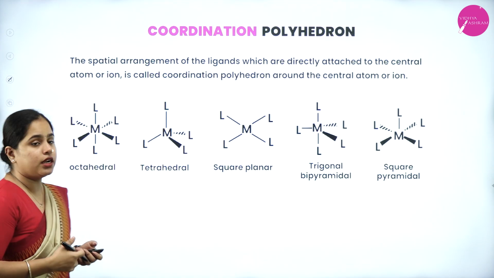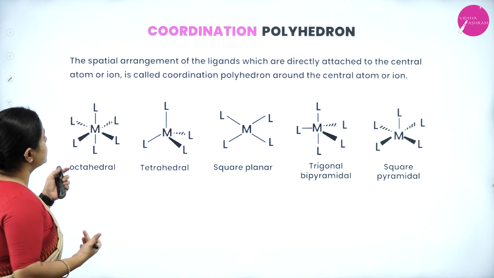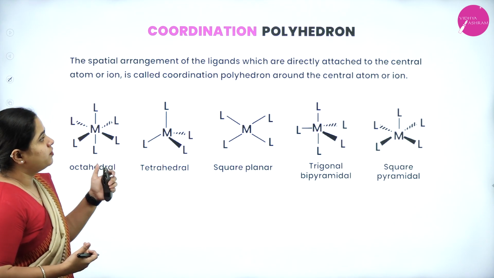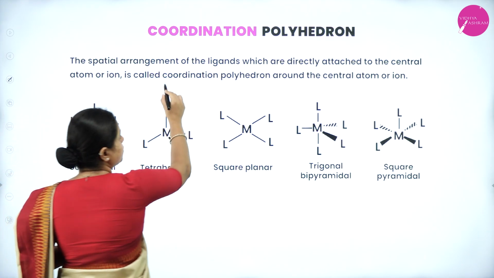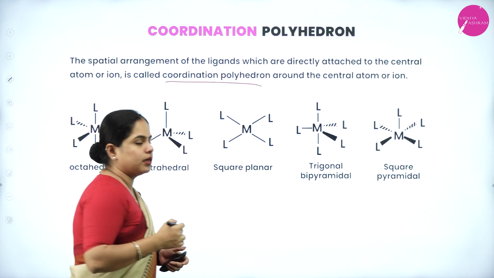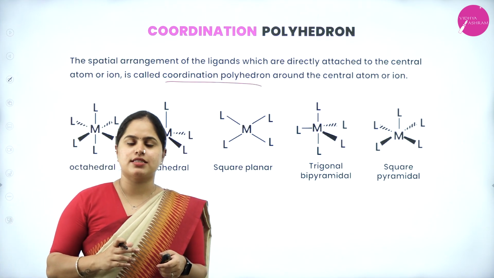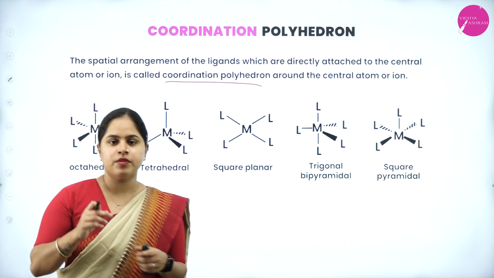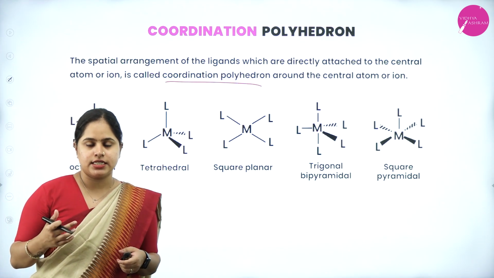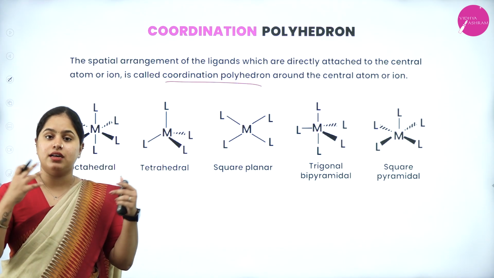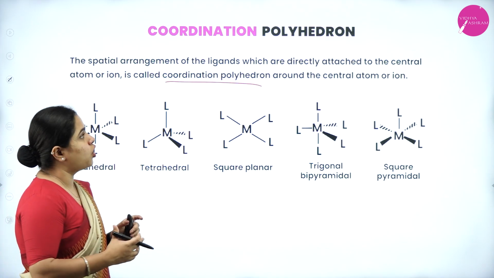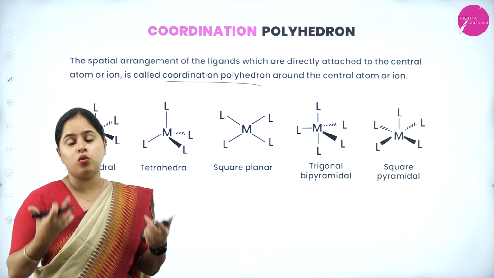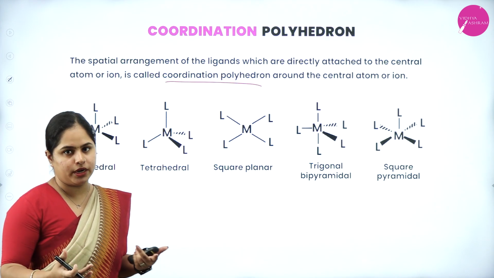Moving on to the next one, that is coordination polyhedron. The spatial arrangement of the ligands which are directly attached to the central atom or ion is called as coordination polyhedron around the central atom or ion. So we have already discussed that there will be a central metal atom. Surrounding it will be ligands. So how these ligands are arranged in space, based on that arrangement is called as coordination polyhedron. Based on how they are arranged, there will be different geometry also.